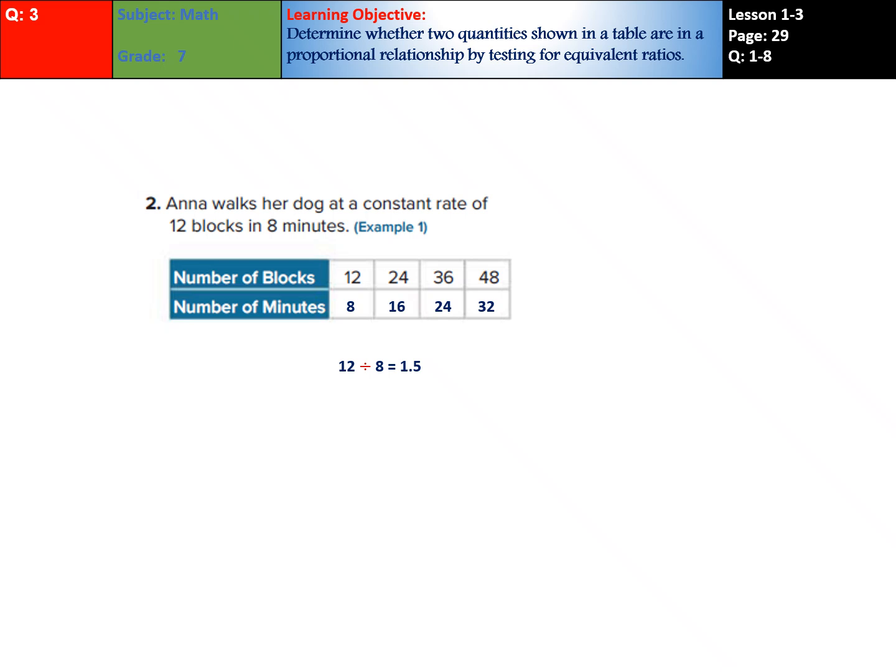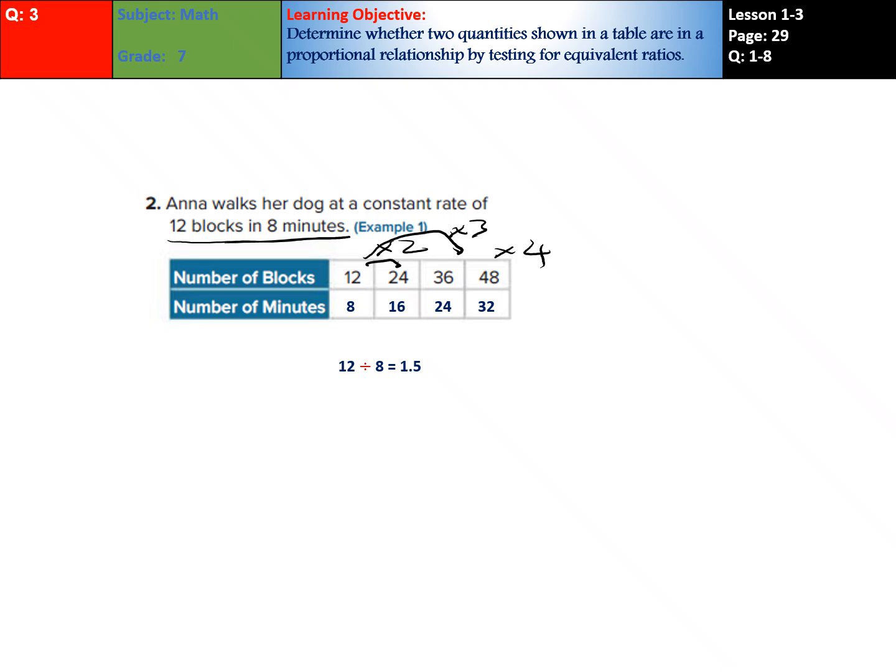Now here, Anna walks her dog at a constant rate of 12 blocks in 8 minutes. How can we find it? 12 divided by 8 is 1.5. Now what is this? 12 times 2, times 3, times 4. In the same way, 8 times 1 is 8, 8 times 2, 8 times 3 and 8 times 4. This way you can complete the table.